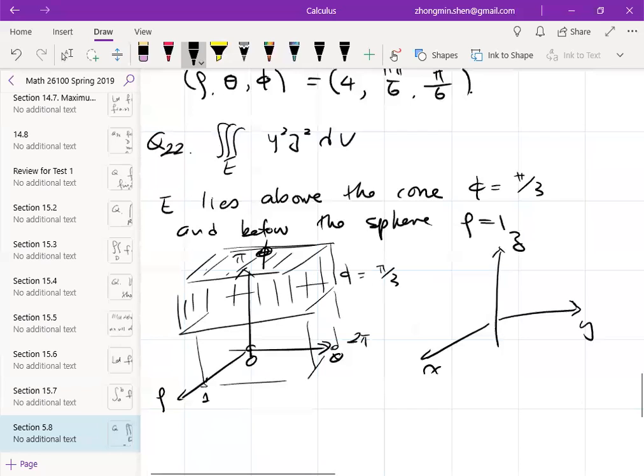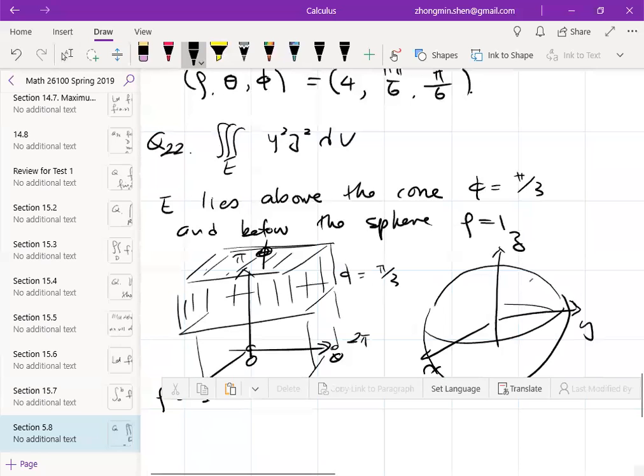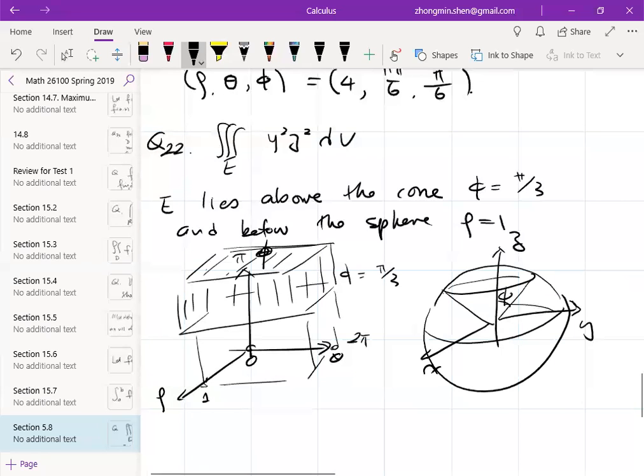Below the sphere, so this is a sphere. Okay, the cone. How do I describe a cone? When phi is fixed, you get a cone.